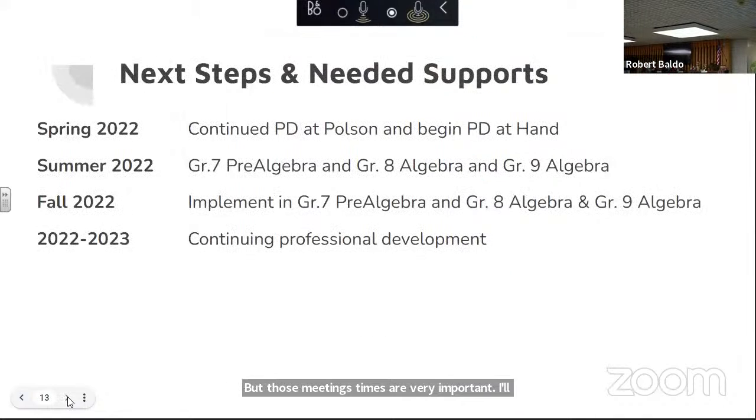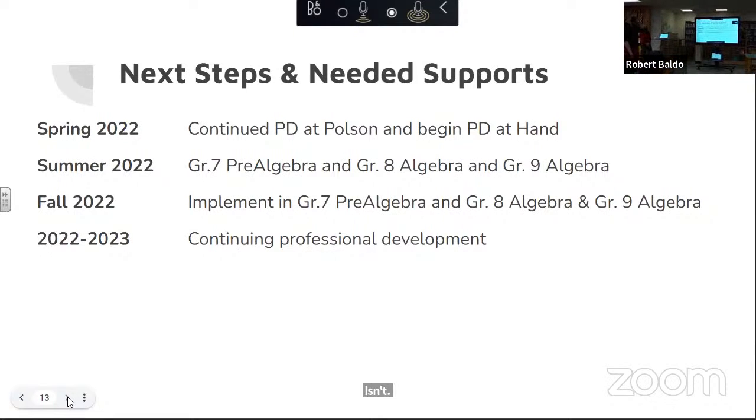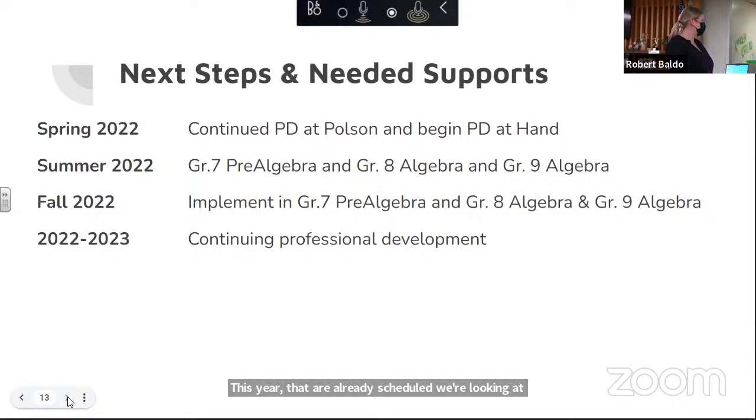This is the next steps and needed supports. So the PD that we have with Lindsay Ramos is super important, and we're continuing that. There are a couple more PD days this year that are already scheduled. We're looking to continue that into the summer to prepare the grade 8 and 9 teachers who are going to be starting it in algebra. And then in the fall, we're going to start implementing grade 7, 8, and 9.